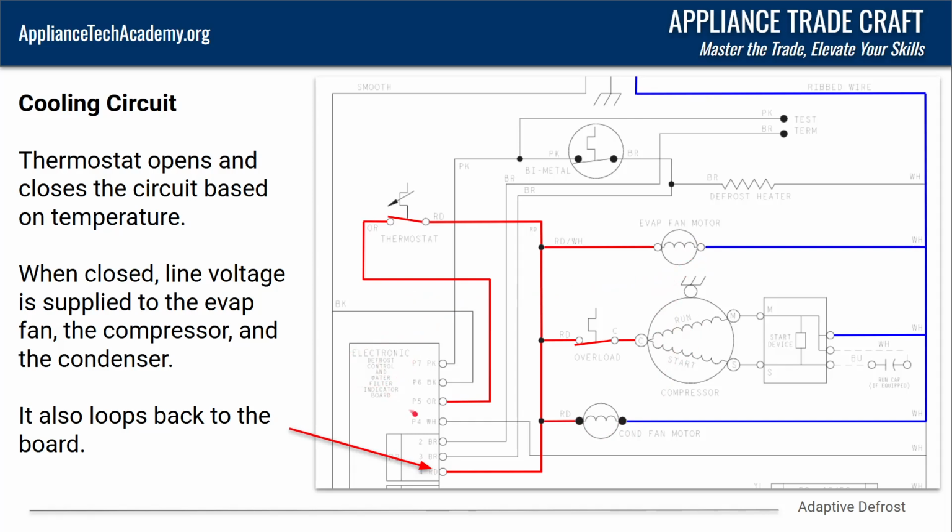So on this configuration, you've got the thermostat right here, and this is what the user will turn, that little knob they turn to select their temperature, whether they want it warmer or colder, and then it closes. Our electronic control board sends 120 volts up through this line, which goes through the thermostat, and then it comes down and connects to the evaporator fan motor, the compressor, and the condenser fan. So these three are in a parallel circuit. That means if one is energized, all the other ones should be energized.